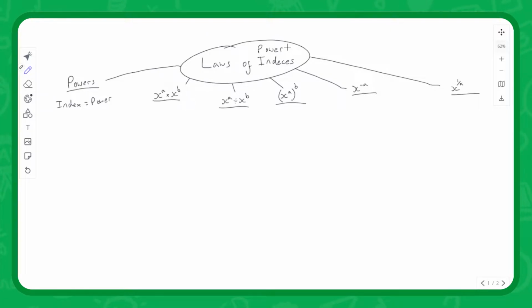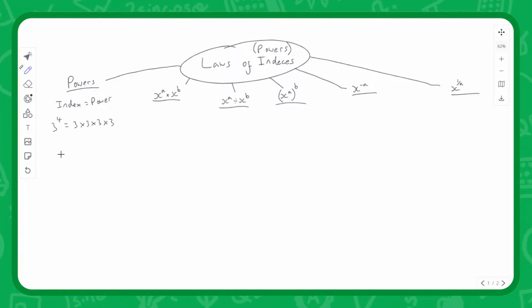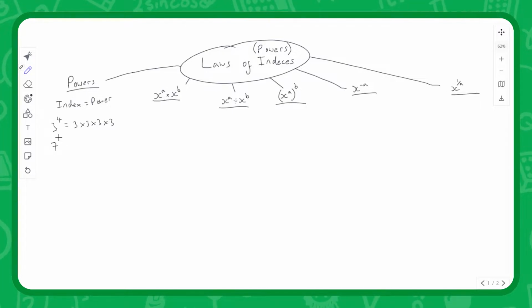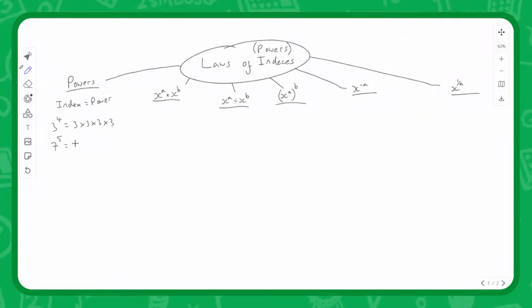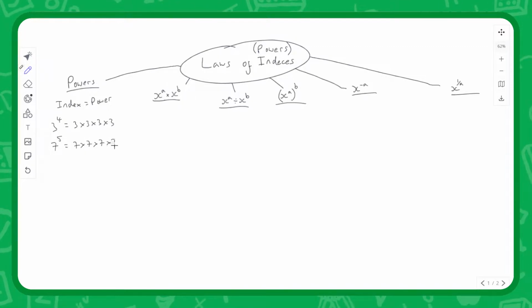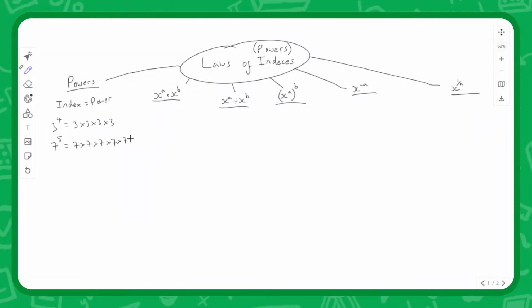They are interchangeable. So what do we mean by powers? Well, just to make sure we're all on the same page, if I have, say, 3 to the power of 4, all that means is we've got 4 3s all in a long line timesing each other together. So that would be 3 to the 4. Likewise, if we had, say, 7 to the 5, all this means is we've got 5 7s all in a long line timesing each other together. So that's what our powers represent.